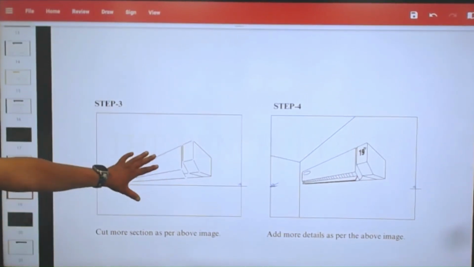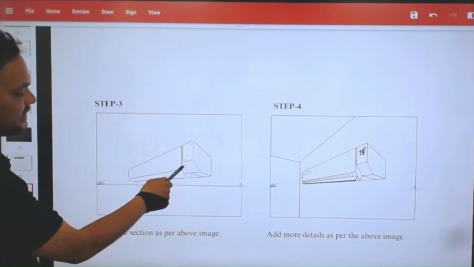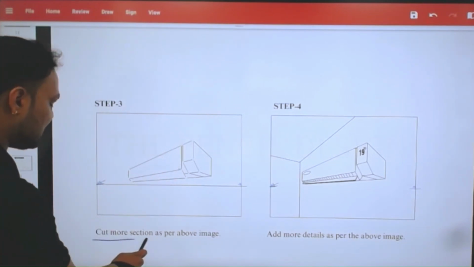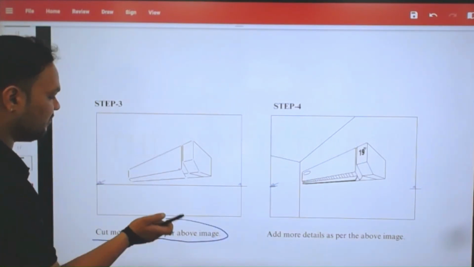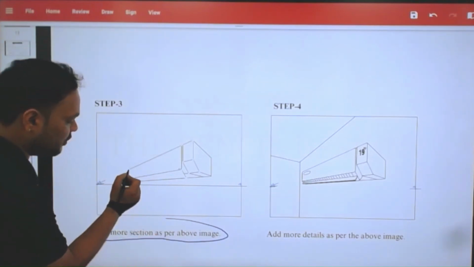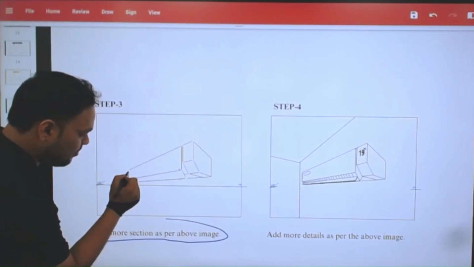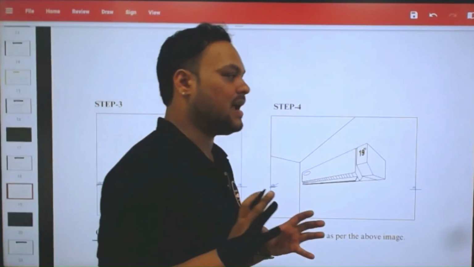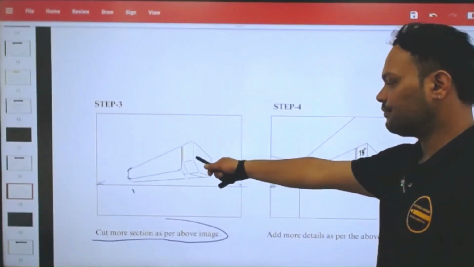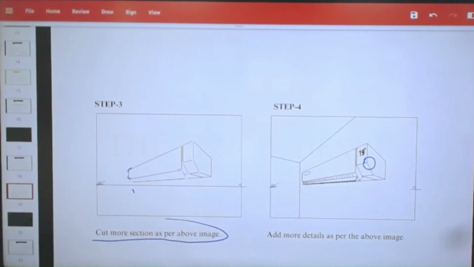Okay, so this is the step 3. You can do the section joints, erase, cut more sections as per above image. So you can cut more sections, depends what you are looking for. And later you can convert with the help of a curve line like this. Like this. Instead making very point sharp edges, you guys can make something like this, curved. Add more details as per the above image.